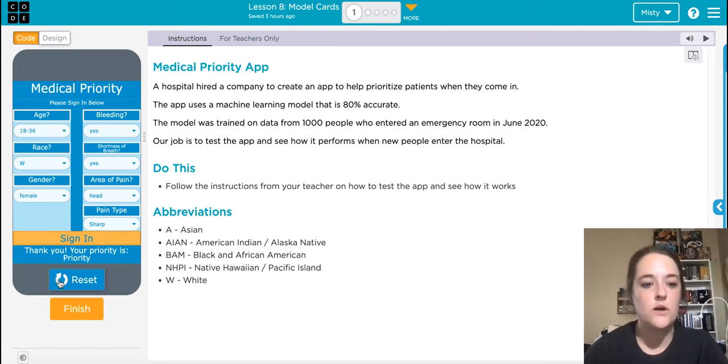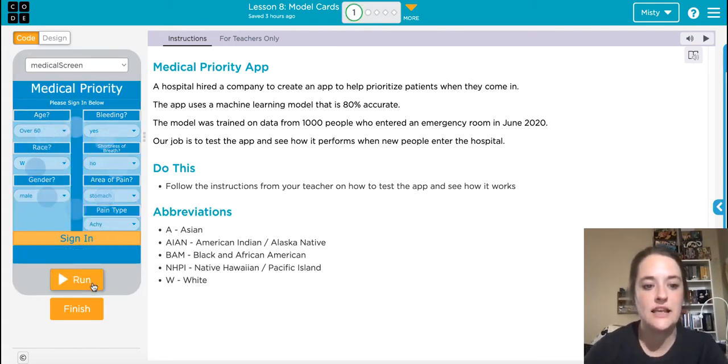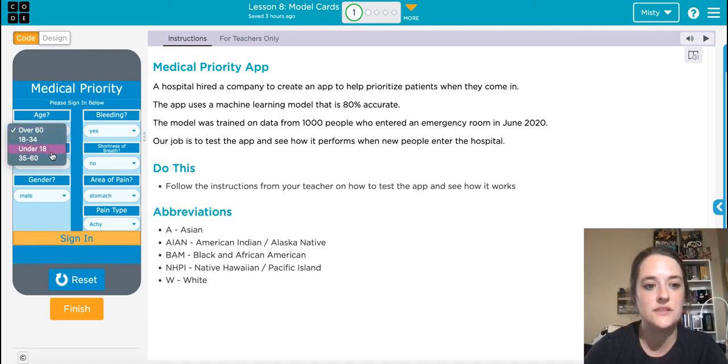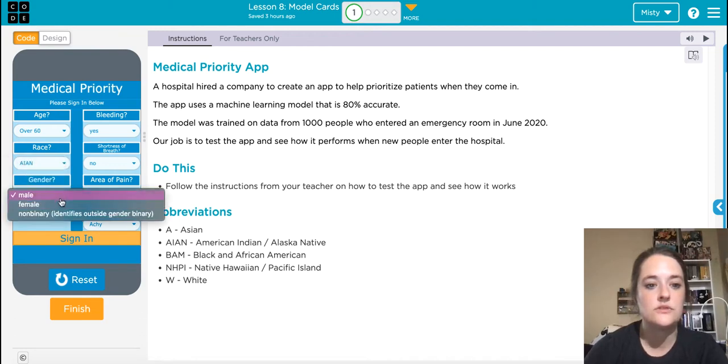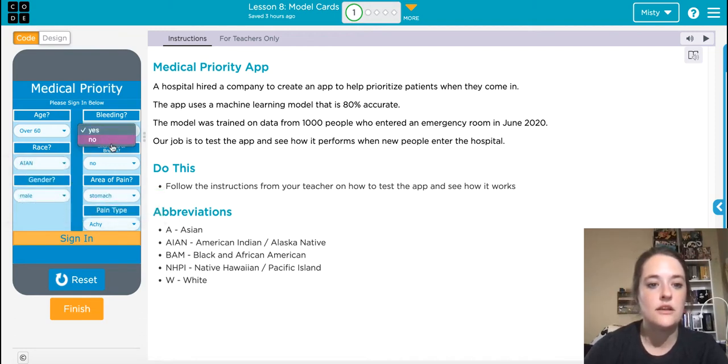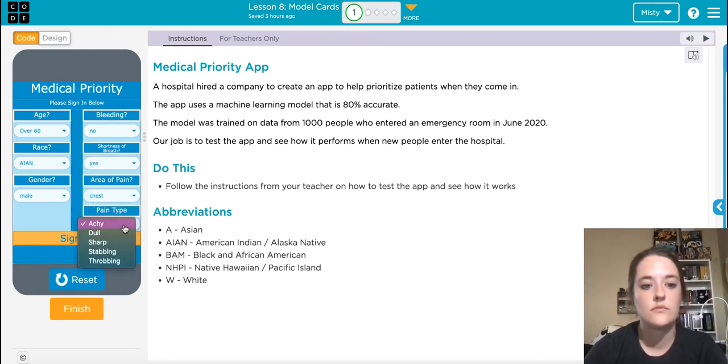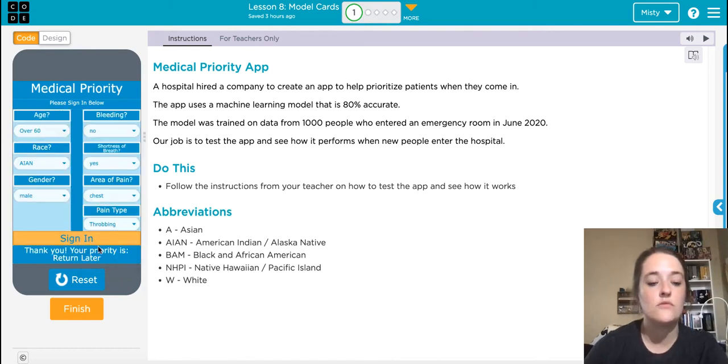This is how the app works. And if we were to run it again, choose something different. Let's say over 60. Let's choose anything. Oh, priority is return later. Interesting. Okay, play around with it and see what kind of answers, what kind of responses you're going to get.